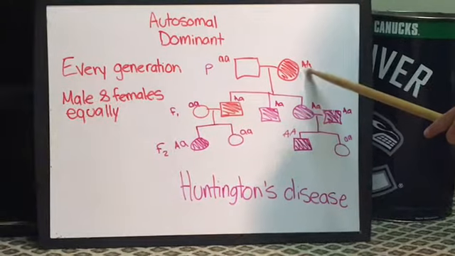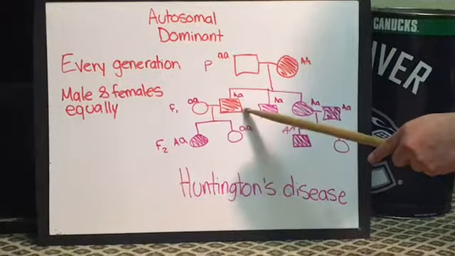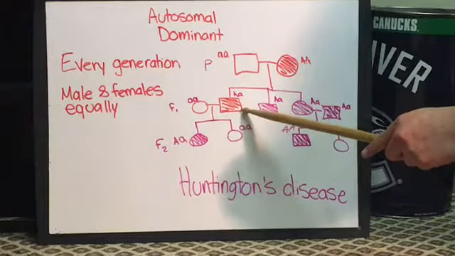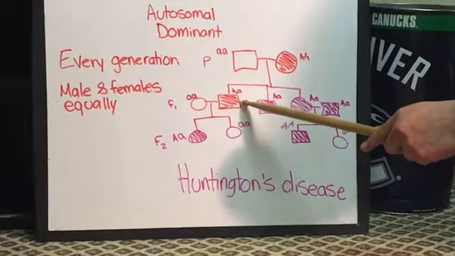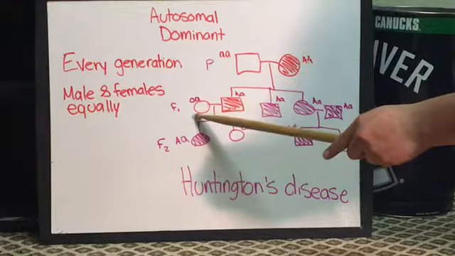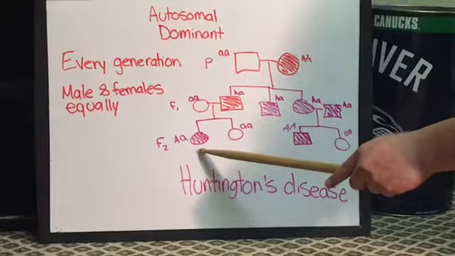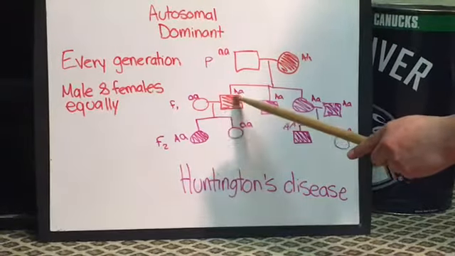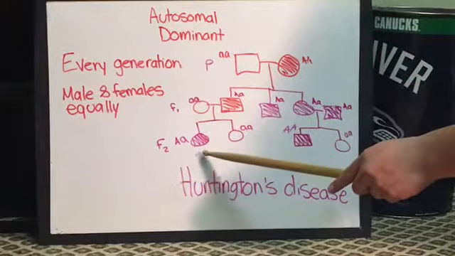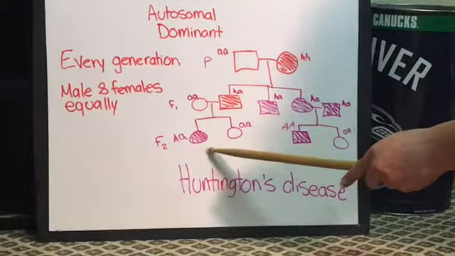She passes her dominant allele down to her firstborn son, while the father passes the recessive allele down to the son as well, making him heterozygous for the disease. He then marries a woman that is homozygous recessive for the disease, and their firstborn daughter gets the dominant disease allele from the father and the recessive allele from the mother, making her heterozygous for the disease.